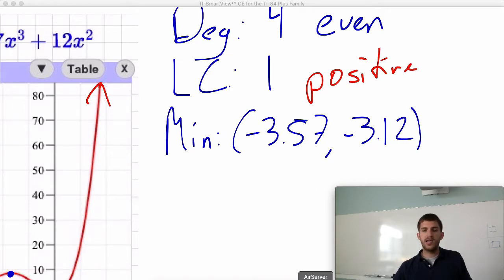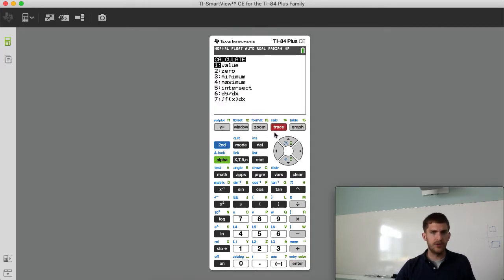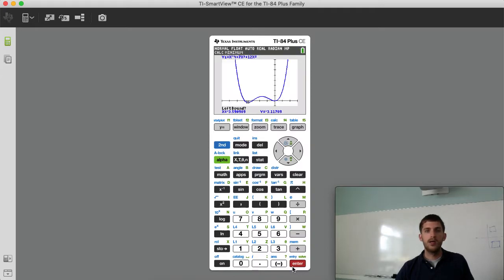Now there is a second minimum point. Let's take a few seconds to find that. If you recall, to get to that one, we're going to go second trace to get to that blue calculate menu. It might be a different color on your calculator. We're going to go down to minimum, where you can scroll down or just hit 3, hit enter there. Now we're going to find that one there.